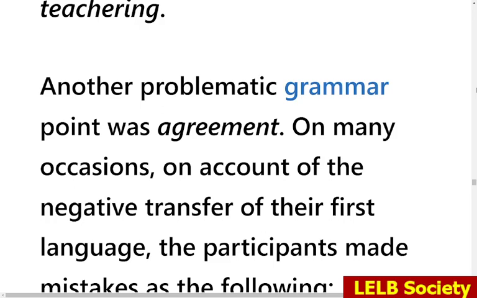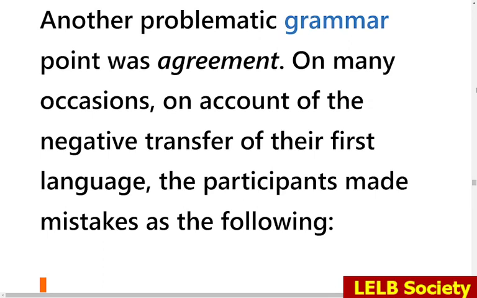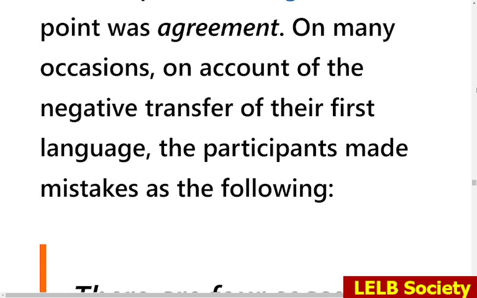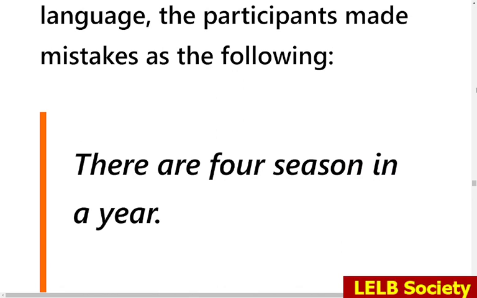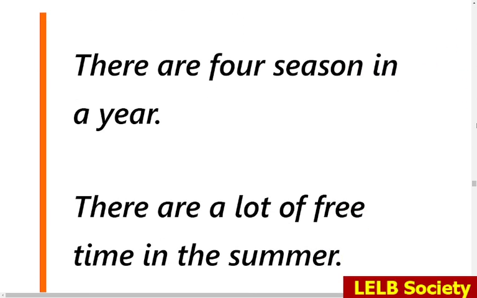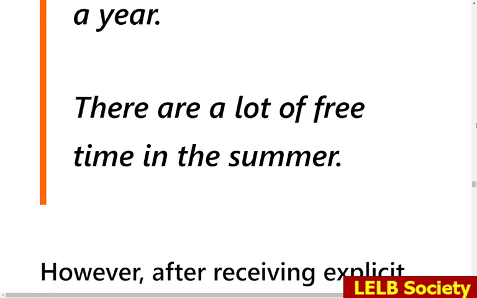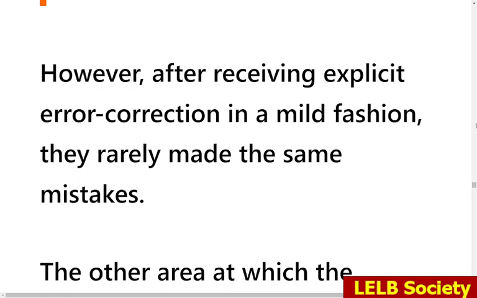Another problematic grammar point was agreement. On many occasions, on account of the negative transfer or evidence of their first language, the participants made mistakes such as the following. "There are 4 season in a year," not "seasons," and "there are a lot of free time." "There are a lot of free time in the summer." However, after receiving explicit error correction in a mild fashion, they rarely made the same mistakes.